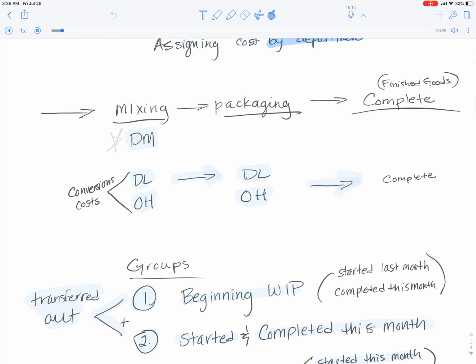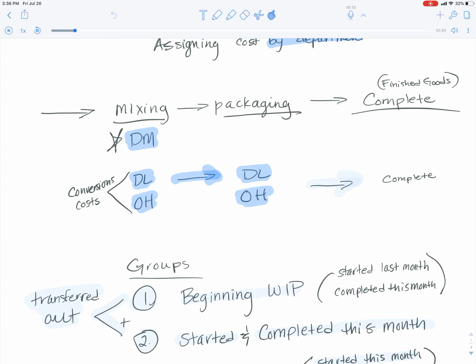So here's an example. We start in the mixing department with direct material, and we're going to be adding a little direct labor and overhead there, and then we have a total amount of cost that gets transferred forward to packaging, and it's still a work in process at that point. We add some more direct labor and some more overhead. Notice we don't add any more material. In this chapter, we're going to be assuming that all direct material gets added in the first department. That's going to be important later.